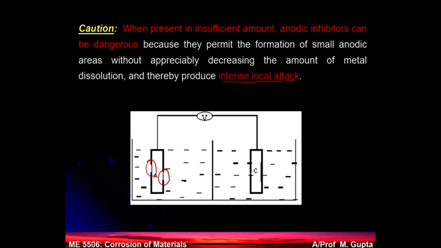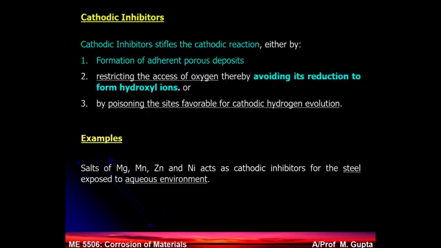So anodic inhibitors are good, but ensure there is no human error. Ensure you have done your calculation very well so that you can add the right amount of anodic inhibitor in the solution. That is what we have to be careful about.